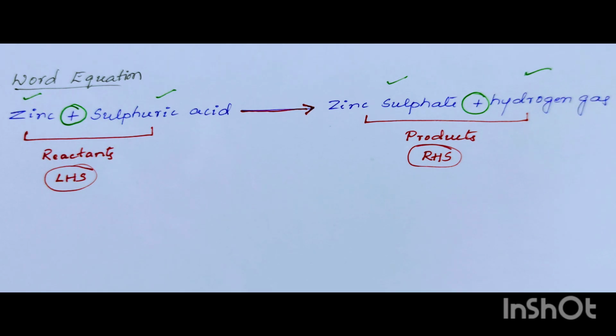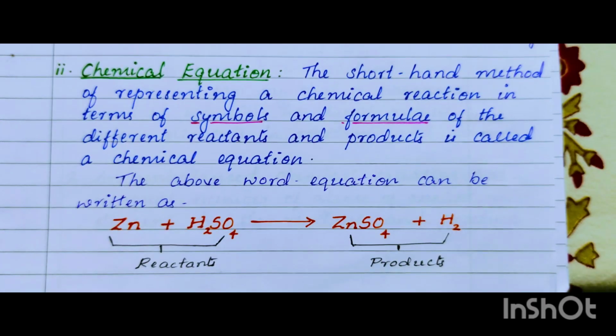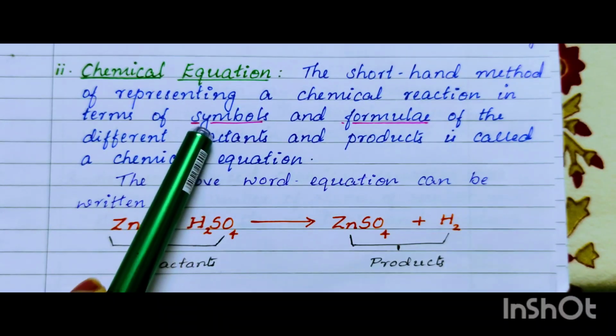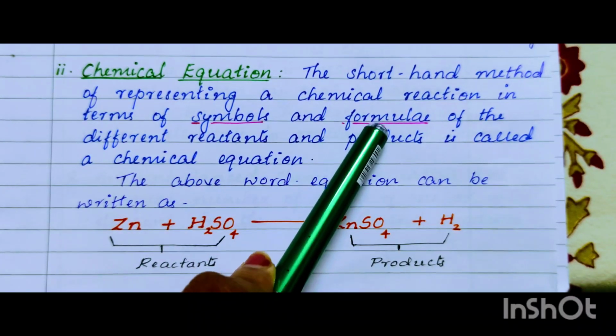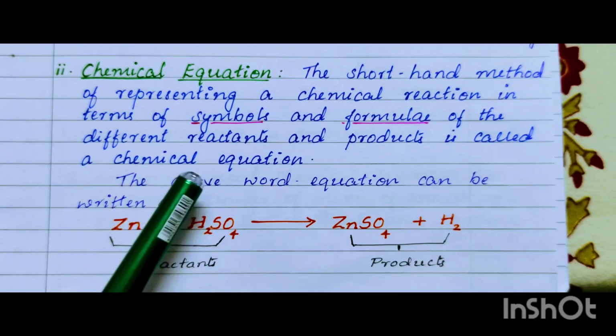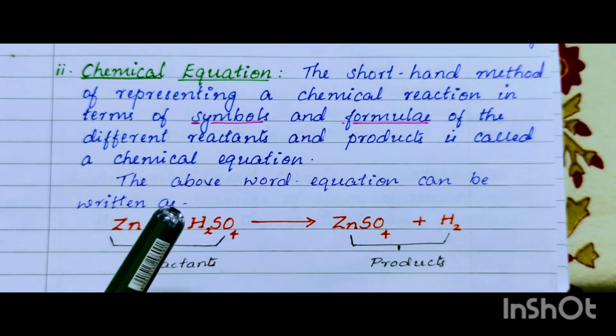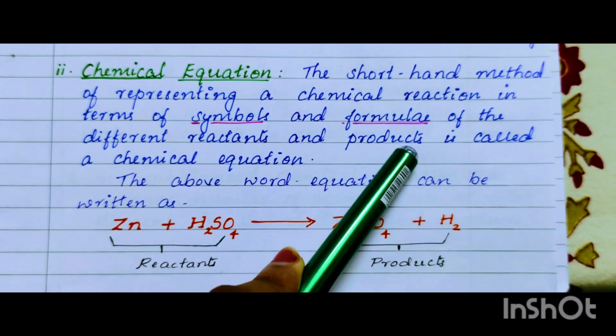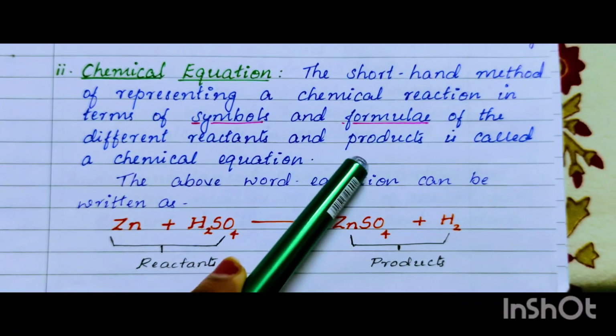We'll go to the next topic, that is chemical equation. A chemical equation is the shorthand method of representing a chemical reaction in terms of symbols and formulas. Here we are using symbols and formulas instead of words. In word equation, we represent the entire chemical reaction using just words. But here, we are representing that chemical reaction using the symbols and formulas of the different reactants and products.